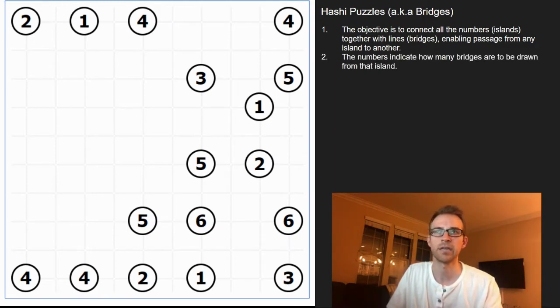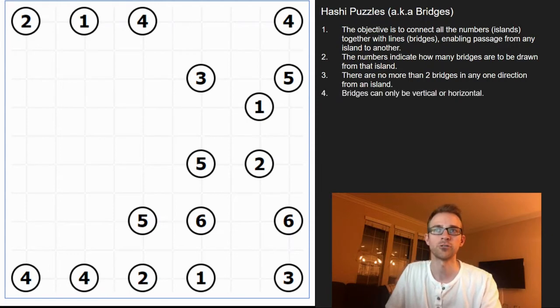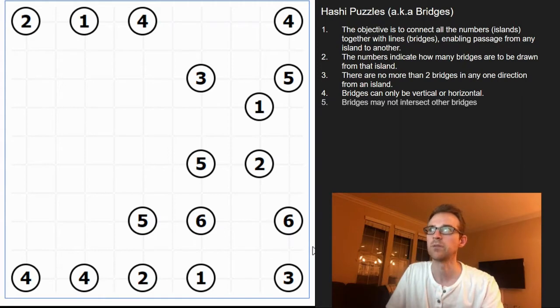The numbers indicate how many bridges are going to be drawn from that island. And there can never be more than 2 bridges in any one direction from an island. Bridges are also only vertical and horizontal, so you can't have any diagonal lines going through the grid. And bridges, lastly, cannot intersect with any other bridges. So that's it for the rules.